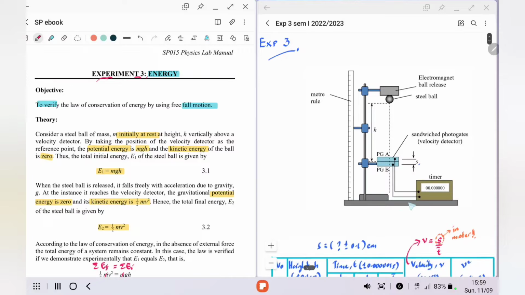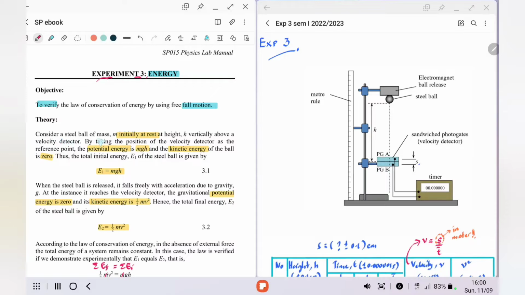Alright, so what do we have now? This is the arrangement of the apparatus. A ball bearing here, a steel ball, and we put it at height h. This is our starter and stopper, connected to the timer. The distance between these two lasers is s, so the distance is fixed already.